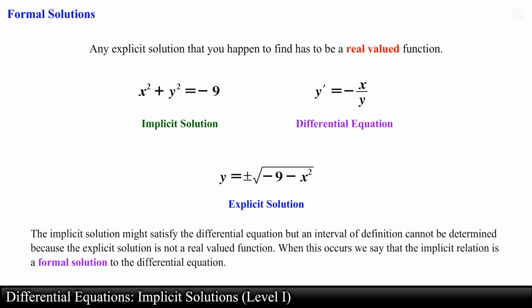When this occurs, we say that the implicit relation is a formal solution to the differential equation. Keep in mind that the implicit relation is not a solution to the ODE, since no interval of definition can be defined in any interval. But the relation just happens to formally satisfy the differential equation.